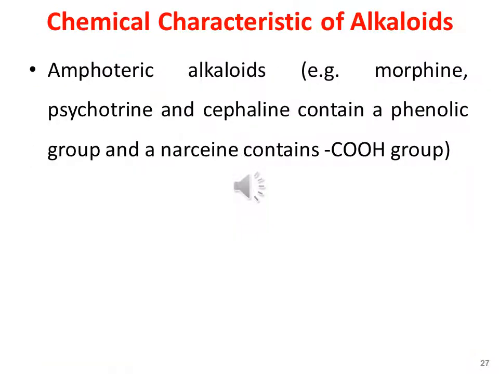As I have informed you, the majority of alkaloids show basic character. However, there are some alkaloids that are amphoteric, that is, they are acidic as well as basic. Examples of such alkaloids include morphine, cycloprime, and cephaline. They contain a phenolic group, and narceine contains a carboxylic group.